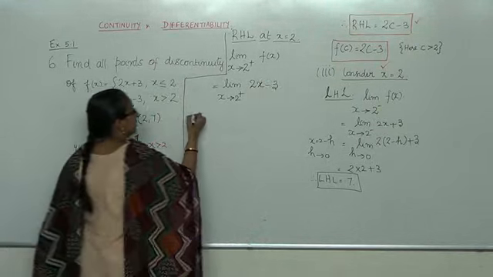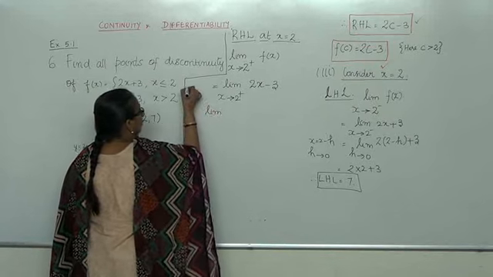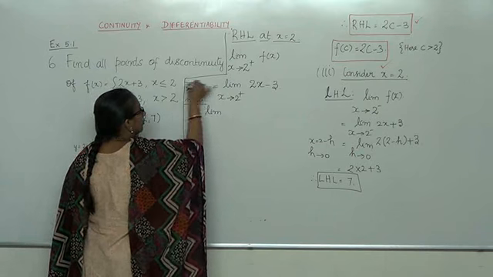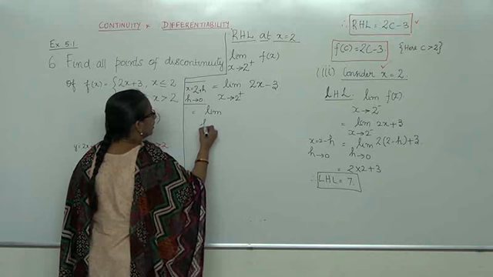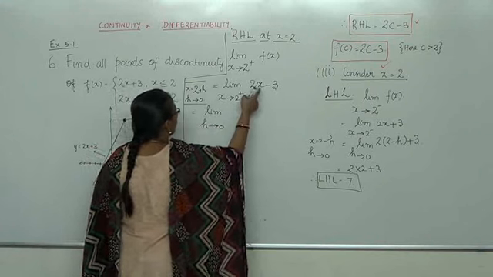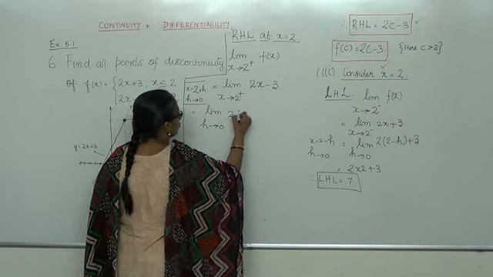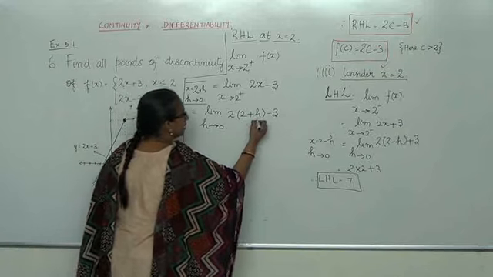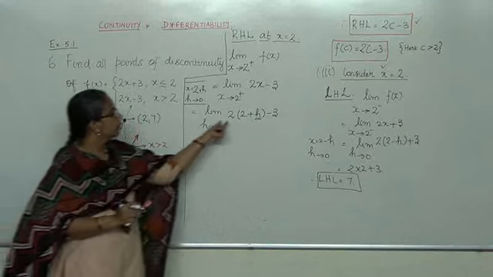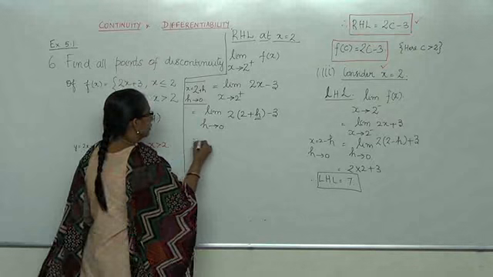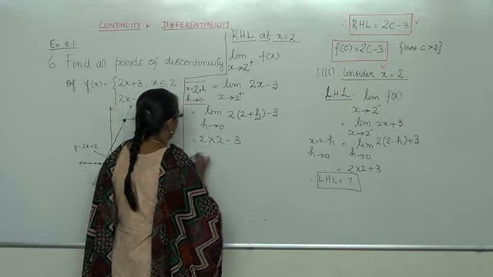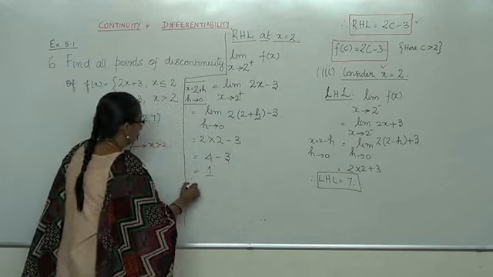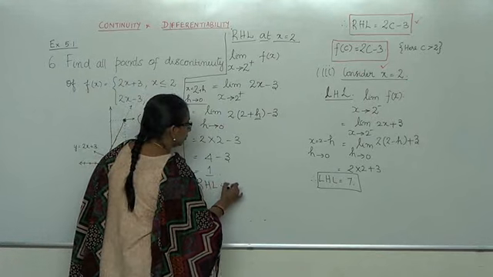Okay, so this is equal to limit, as we always do, x is equal to 2 plus h as h tends to 0. So we will be writing x tends to 2 plus as now h tends to 0, and we will replace x by 2 plus h. So it is 2 into 2 plus h minus 3. In this case, you will substitute h is equal to 0 and you will be getting 2 into 2 minus 3, which is 4 minus 3, which is equal to 1. Therefore the right hand limit is equal to 1.